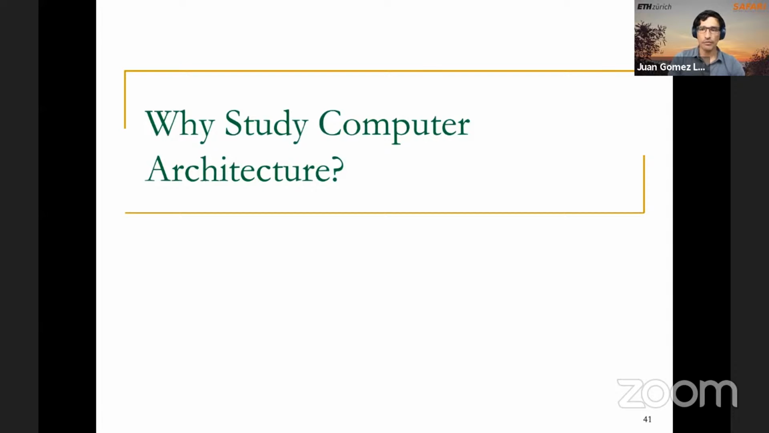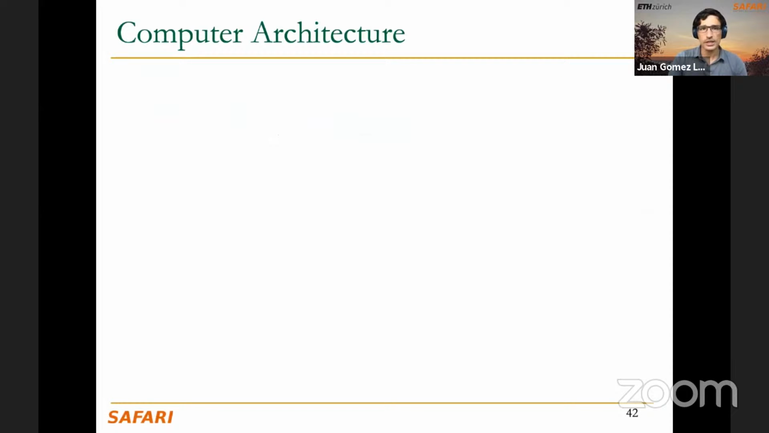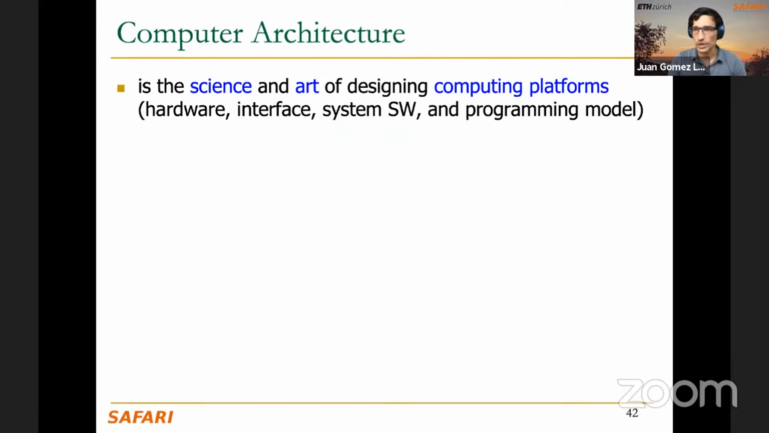Okay, so after having introduced our group and also having introduced this seminar, you know already why you are in the seminar, because you want to learn more about computer architecture. But now a good question to ask ourselves is, why study computer architecture, right? So let's start defining what's computer architecture. We can define it as the science and art of designing computing platforms, hardware, interface, system software, and programming models in order to achieve a set of design goals.